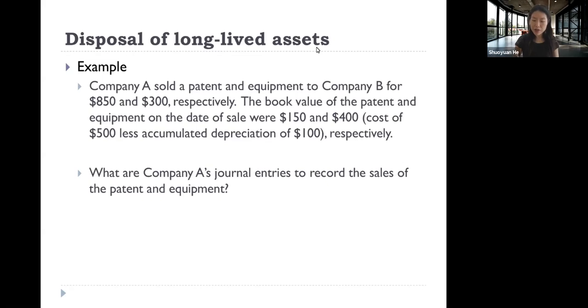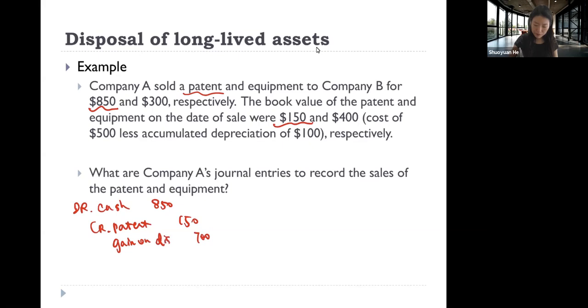Company A sold the patent for $850. So Company A gets cash, $850, and the book value of the patent is $150. So credit patent. So write off the patent completely from its books because the patent has been sold. And the difference here is $700. And this $700 is gain on disposal of patent. So this is regarding the patent.